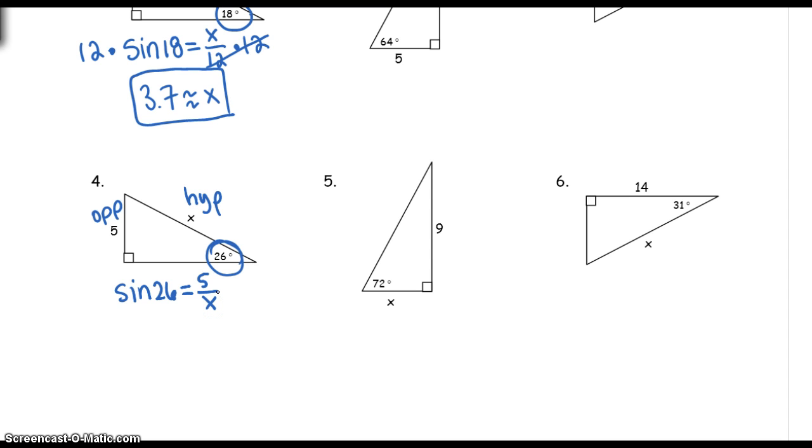Now, what's dividing in here? What's in our denominator? It's an x. So we want to multiply both sides by x to undo this dividing. And now we have x times the sine of 26 equals 5.